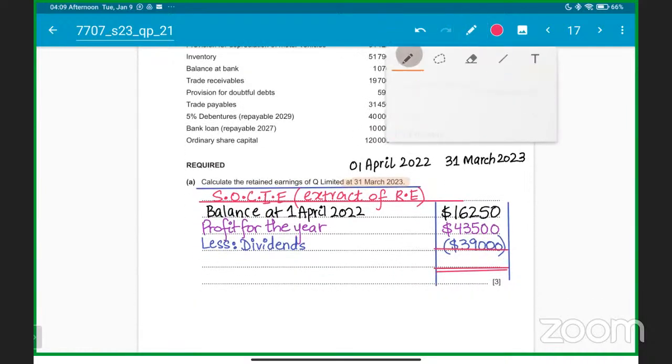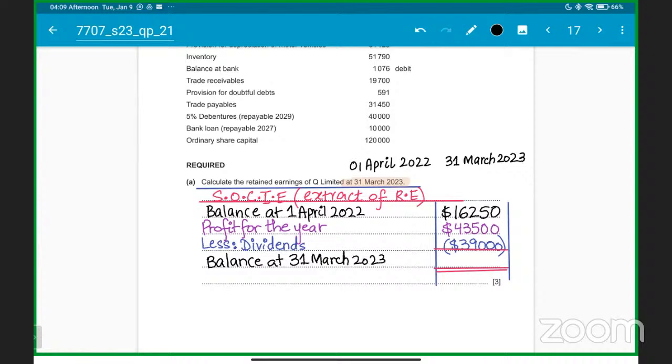It's the opening balance of retained earnings. You add profit for the year to it, and then you close down by subtracting dividends, and it will be the closing balance at 31st March 2023. Make sure to do the calculation for this. So it is 16,250 plus 43,500 minus 39,000. We got this as 20,750. Everyone got this clear?